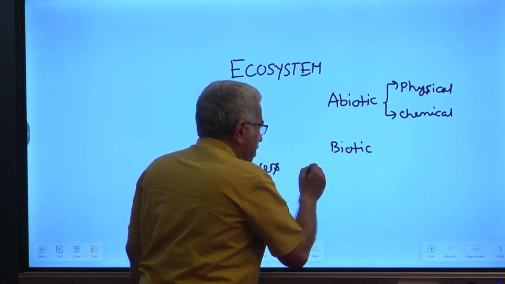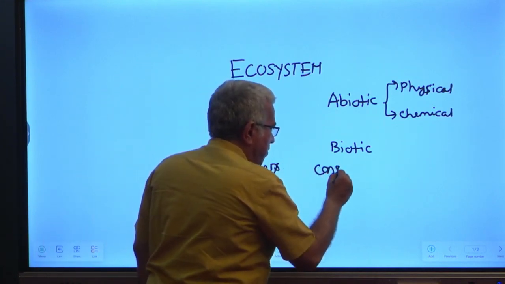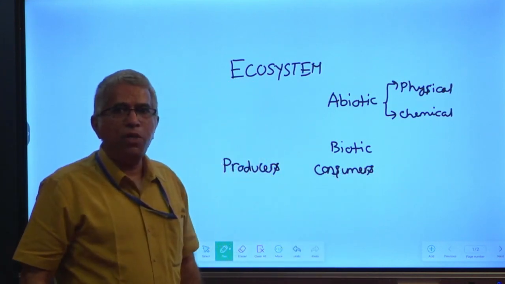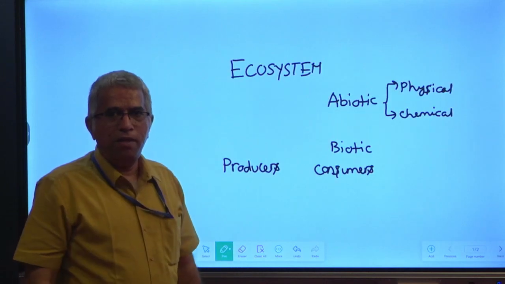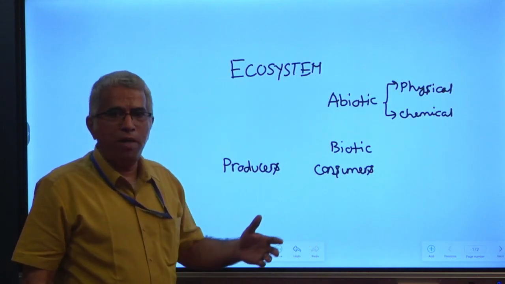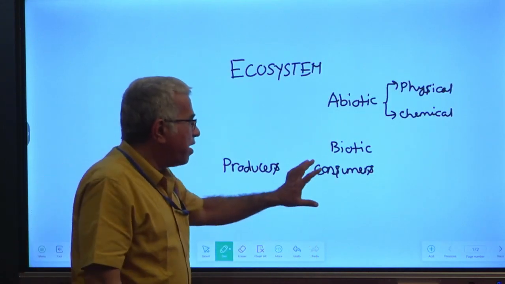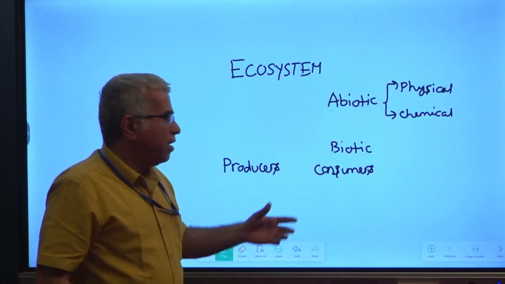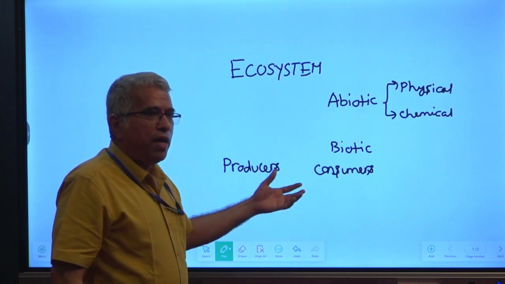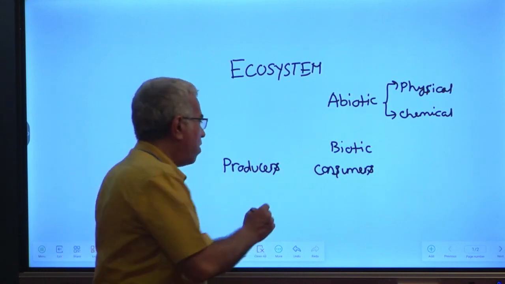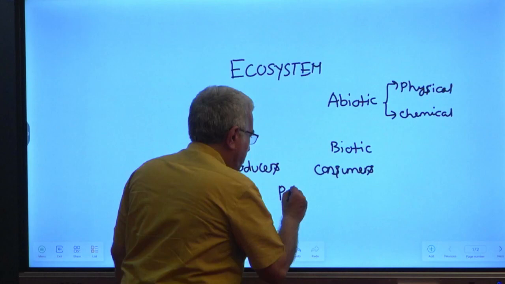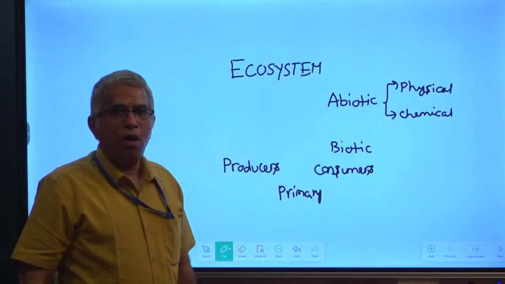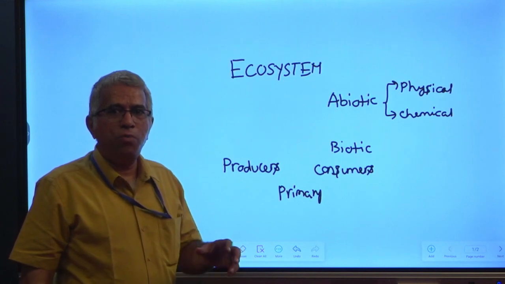And there are consumers again. Consumers are those organisms which consume other organisms. They may consume plants, they may consume animals. These consumers are again divided into different categories. Those consumers which directly eat plants are called primary consumers. Let me repeat. Primary consumers are those organisms which directly consume plants.